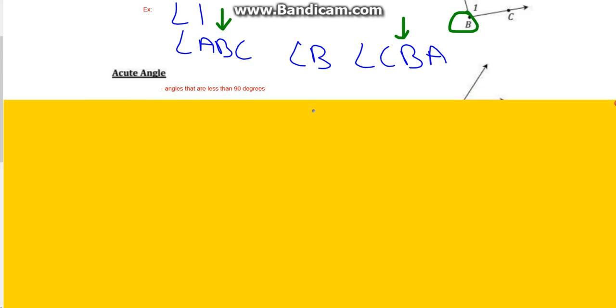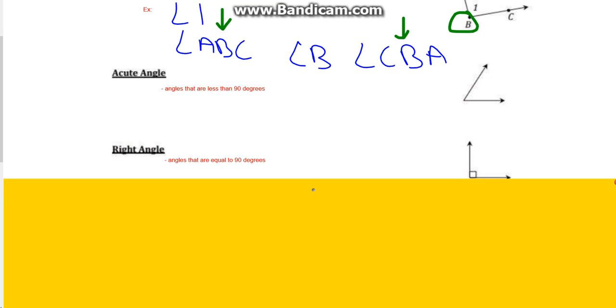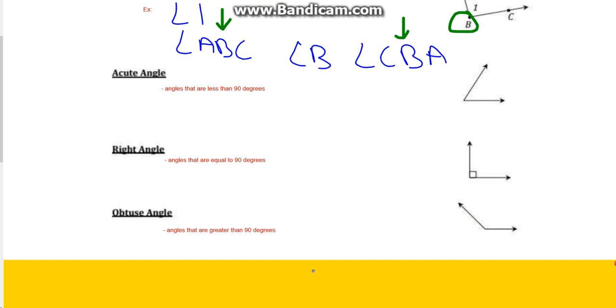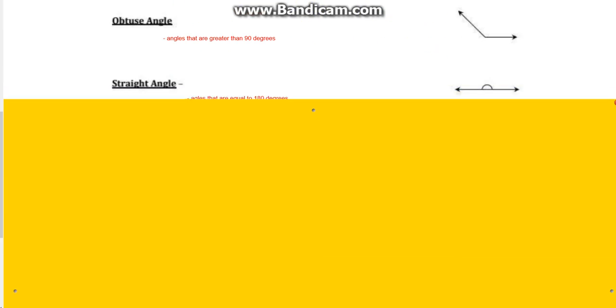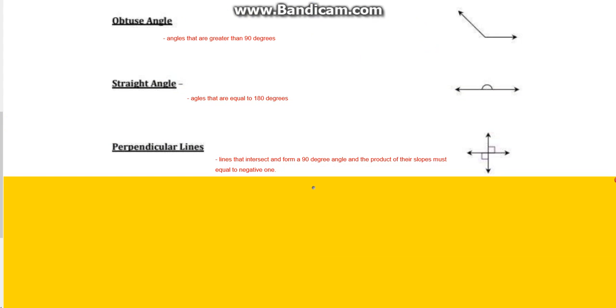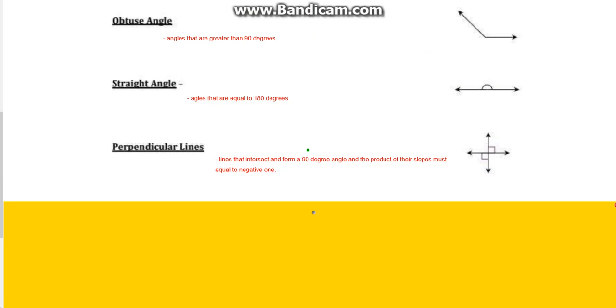Acute angle, angles that are less than 90. Right angle, angles that are equal to 90, and you have the way they look on the right. Obtuse, angles that are greater than 90. Straight angle, angles that are equal to 180. Perpendicular lines, lines that intersect and form a 90-degree angle, and the product, which is multiplication of their slopes, must equal -1.